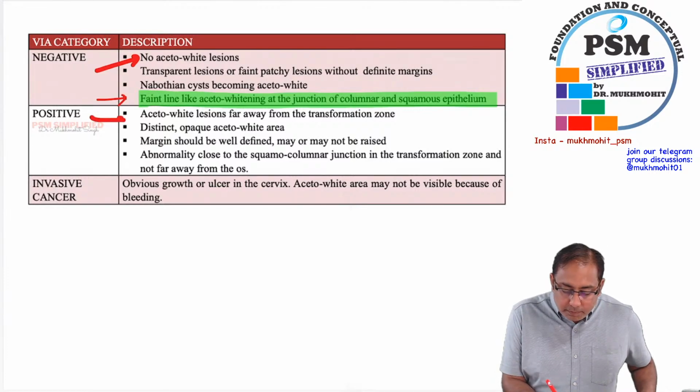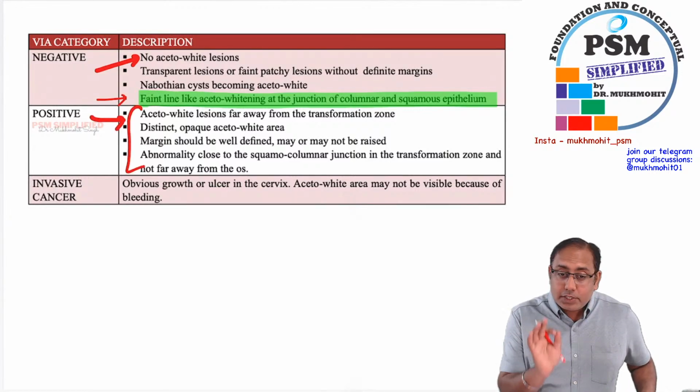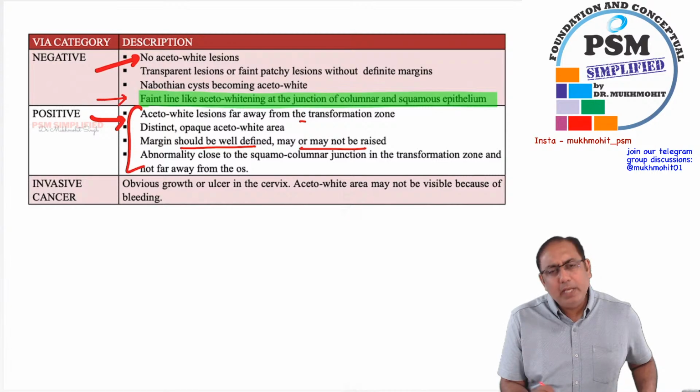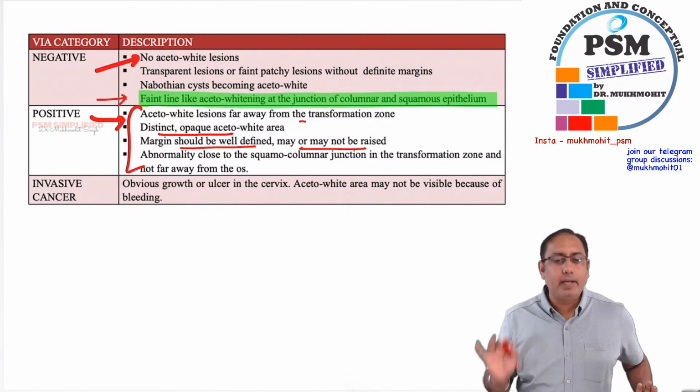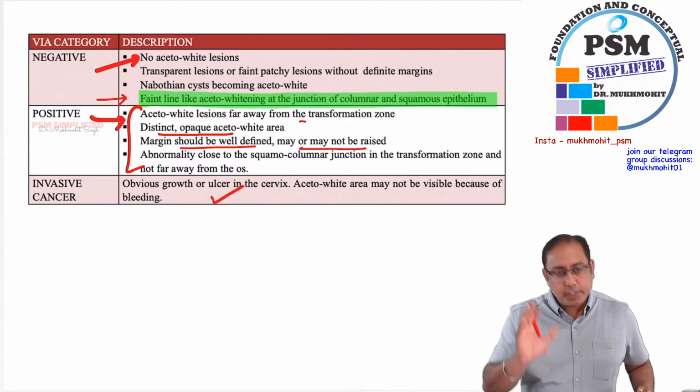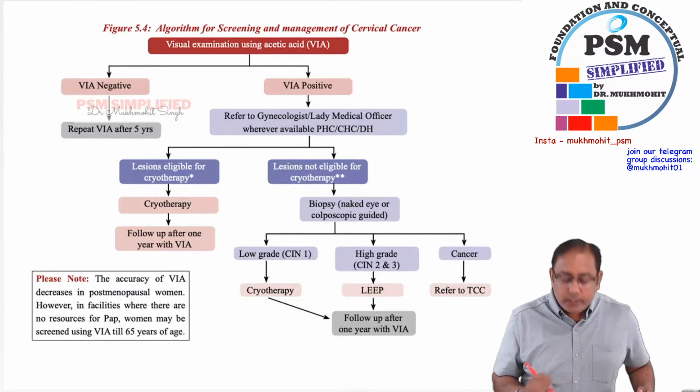When do you say positive? Positive is when there is definite aceto-whitening far away from the transformation zone, and the margin is well defined. They may not be raised. There is a distinct opaque aceto-white area. Invasive cancer is when you see the growth. So now what to do in these cases?